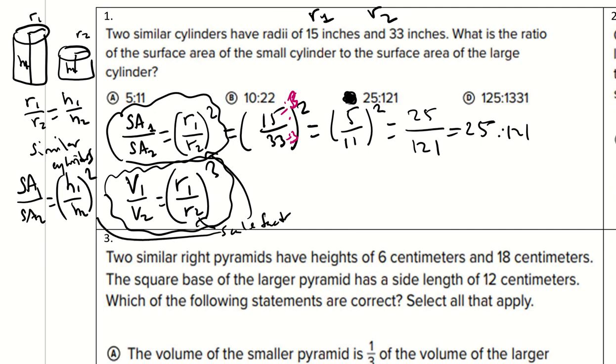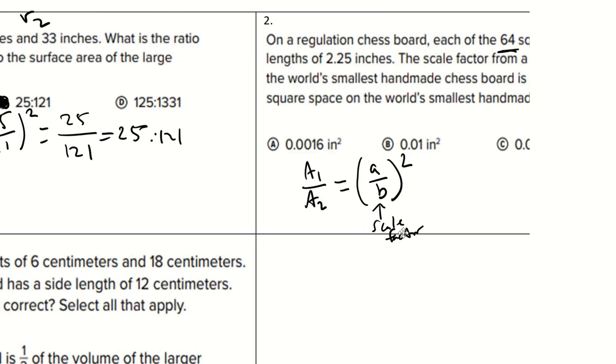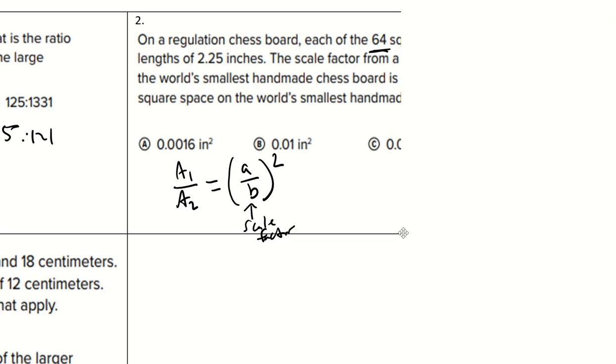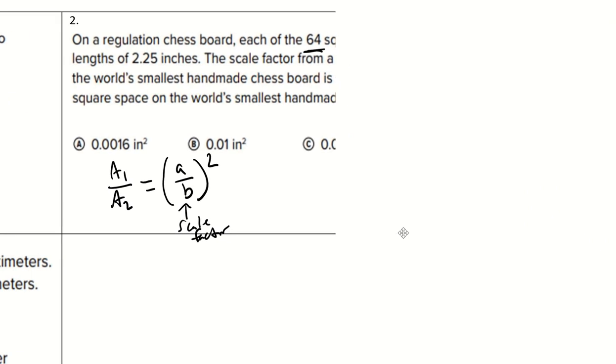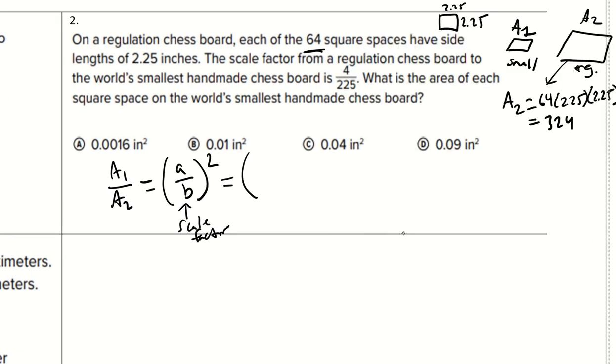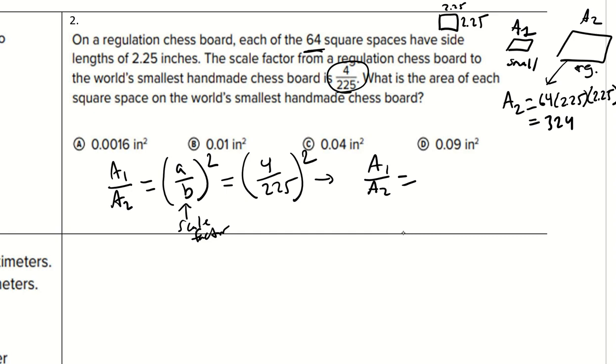And so was this. That's a scale factor. All of those are scale factors, meaning they tell you the relationship between the dimensions, right? So in this case, A over B, they give you that the scale factor is 4 over 225. So then we have to square that. That means A1 over A2 is equal to, we have to square this. 4 times 4 is 16, and then 225 times 225.